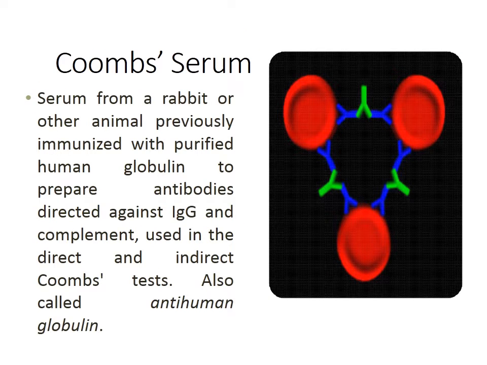Coombs serum is prepared from a rabbit or other animal previously immunized with purified human globulin to produce antibodies directed against IgG and complement, used in the direct and indirect Coombs test. These are also called anti-human globulin or AHG.